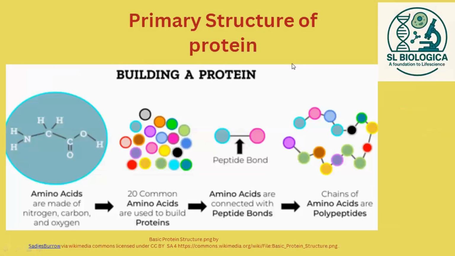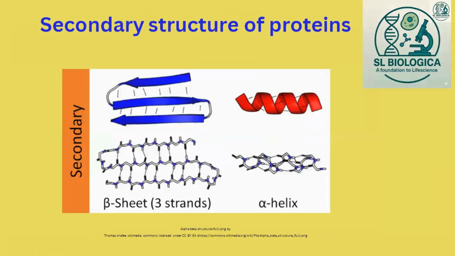Then coming to the structural forms of protein, first comes the primary structure of protein. This is the basic structure form of a protein, where you can see the basic unit, amino acids connected by peptide bonds. Amino acids are made up of nitrogen, carbon, and oxygen. 20 common amino acids are used to build proteins. Here, amino acids are connected with peptide bonds, and chains of amino acids are polypeptides. So this is the basic structure form of protein, which combines together to form the secondary structure of protein.